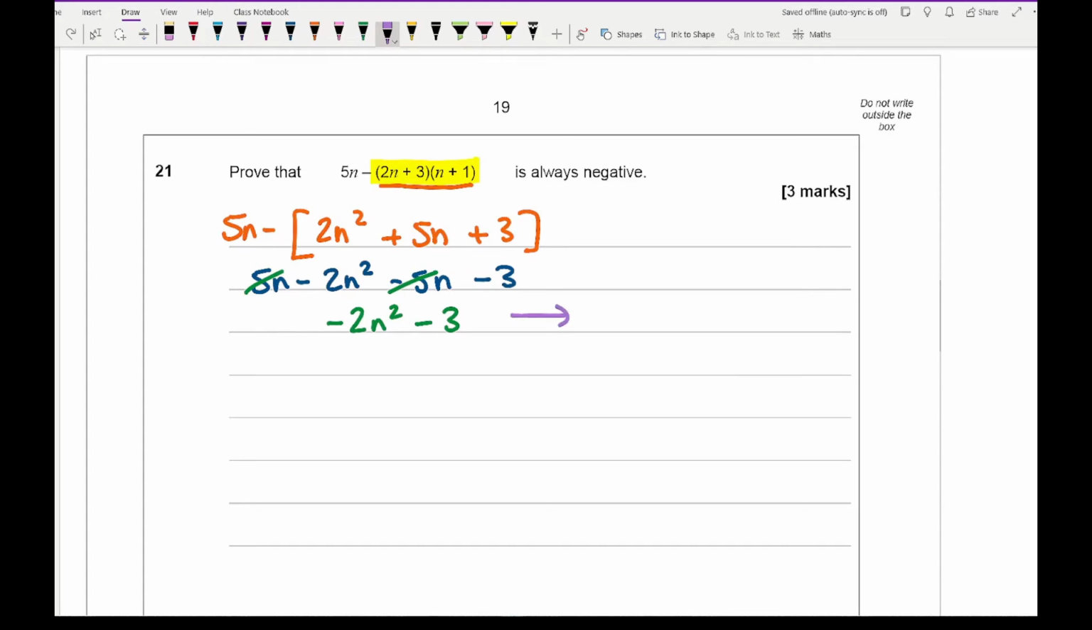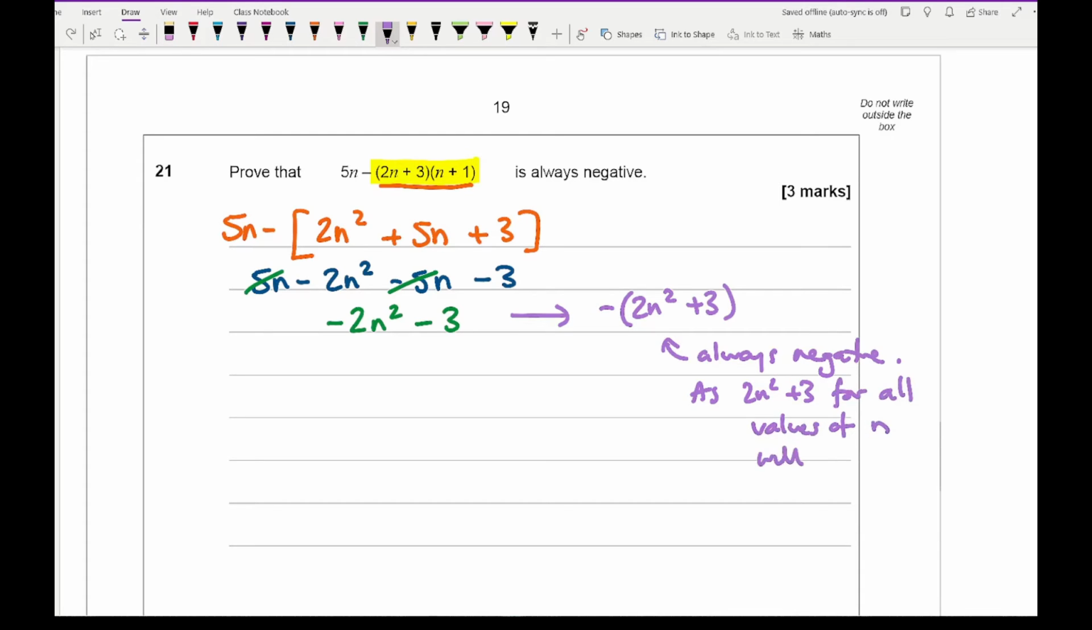If I factorize, take a minus out, I've got minus 2n squared plus 3. So therefore, it's always negative, as 2n squared plus 3 for all values of n will be greater than 0. So if the bracket is always going to be greater or equal to 0, then sticking a minus there means that the answer will always be negative.